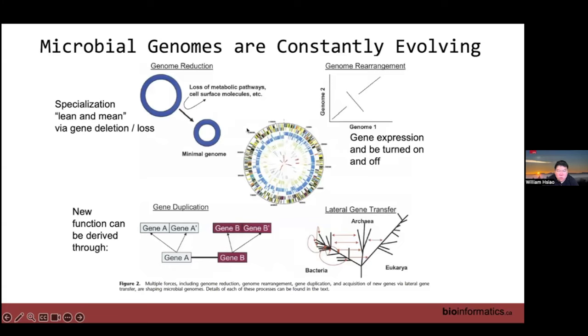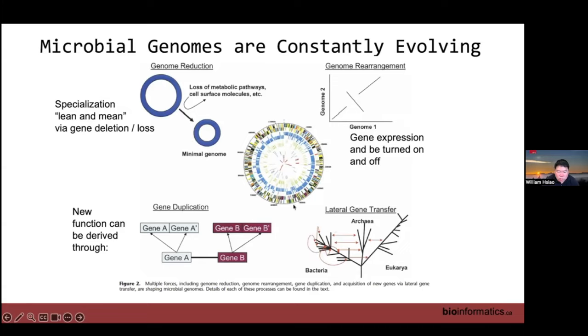It's also important to realize that these organisms are highly dynamic and they're constantly evolving. So here's an example of a bacterial genome. And you can see that there are several modes of operation in terms of changing the genome. So an organism can go through gene loss with deletion and end up with a smaller genome. We sort of call this the lean and mean approach. They're highly specialized pathogens that may only live in a certain niche, but they're highly adapted to that niche.